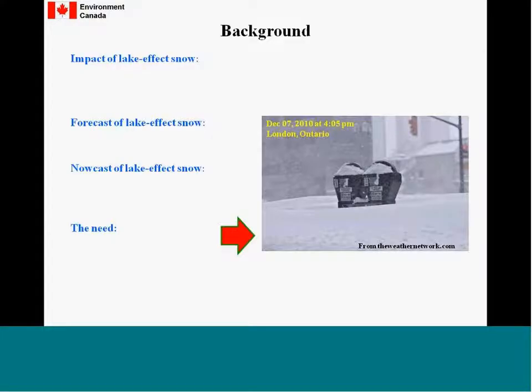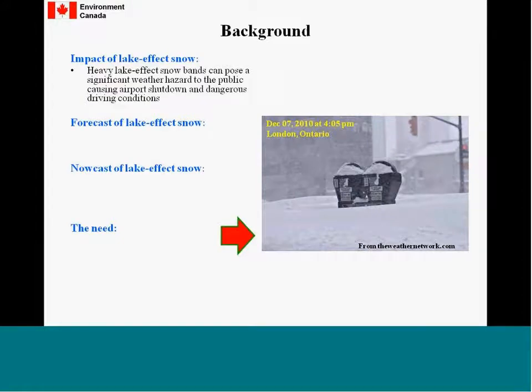So, as from the previous presenter, sometimes the snow squall can be quite significant. The impact of heavy lake effect snow can pose a very significant weather hazard to the public, causing airport shutdown and dangerous driving conditions. Like for example, in this case, on December 7th, in London, over a meter of snow in 24 hours.